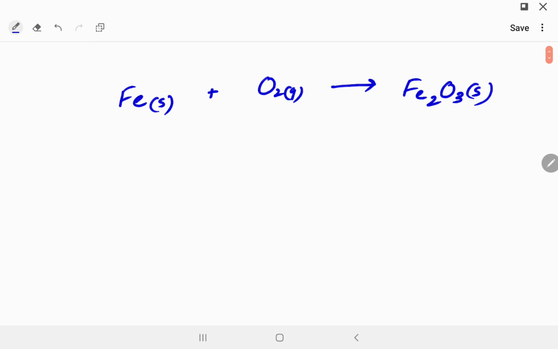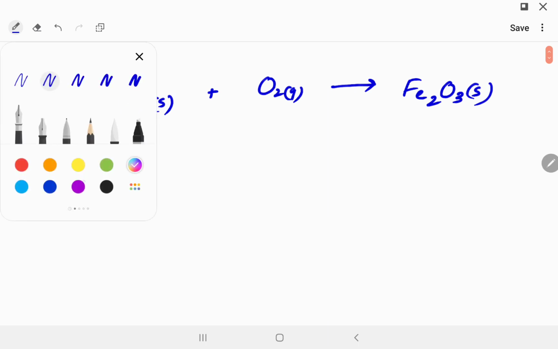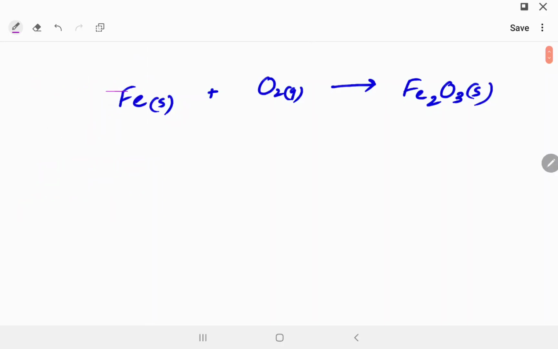And if you balance this reaction correctly, you will get number 4 in front of iron, number 2 in front of iron 3 oxide, and number 3 in front of oxygen. I hope that you guys can handle balancing reactions now.